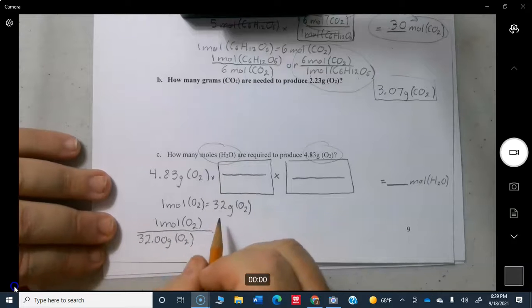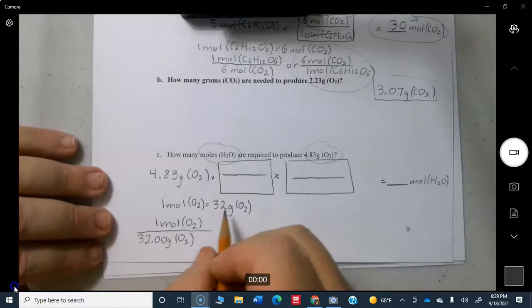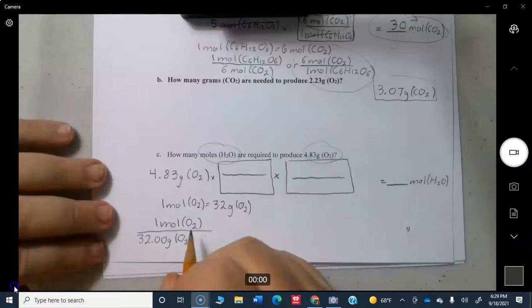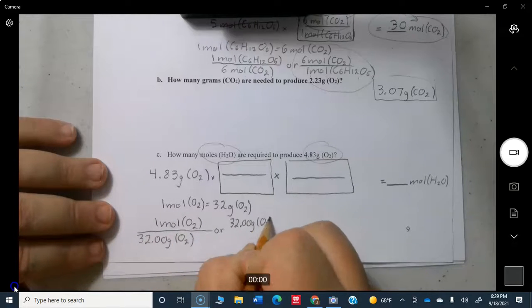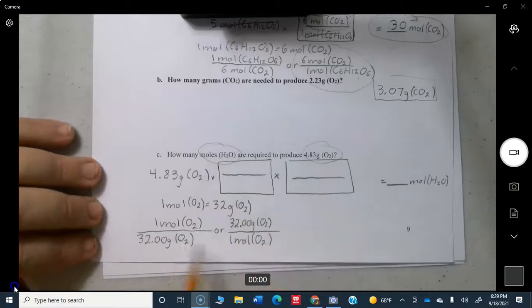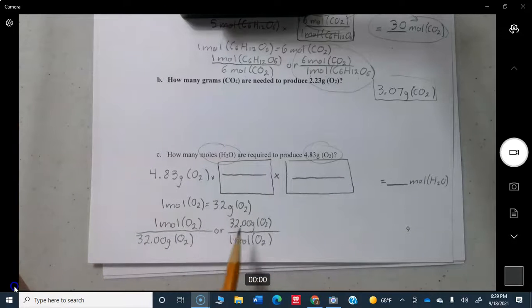Sometimes I'm a little loose with putting the zeros there, but you know that they're there, and you have to put them in and then put the final answer for significant figures. Okay, there we go. There's our two conversion factors made from the molar mass conversion. One of them goes in there.